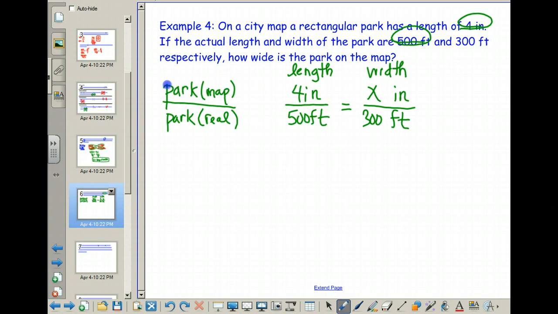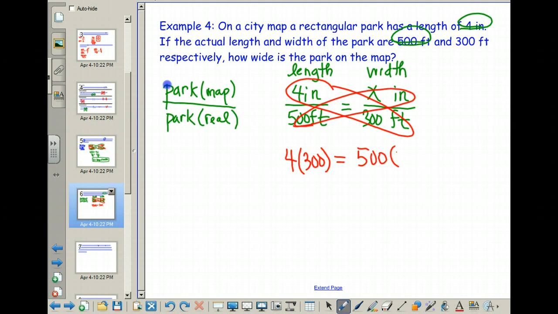Does everybody understand the setup and understand that there's lots of ways that you could have set this up? Okay, so let's cross multiply. Create that butterfly. All right, so I have 4 times 300 equals 500 times x. So what's 4 times 300? 1200 equals 500x. Then what? Divide by 500.